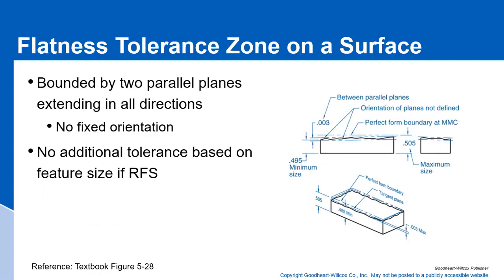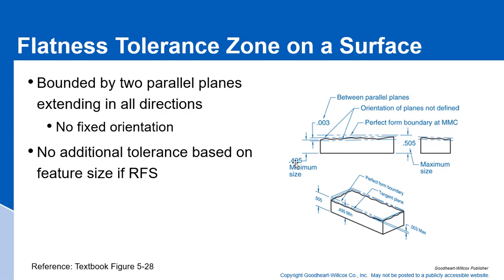Okay, so here's what that means. The flatness tolerance zone on a surface is really going to give you a tolerance zone that's bounded by two parallel planes extended in all directions without any fixed orientation. There are no additional tolerances based on feature size if it's RFS.